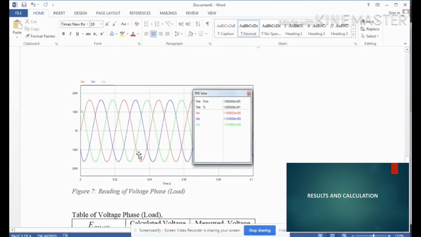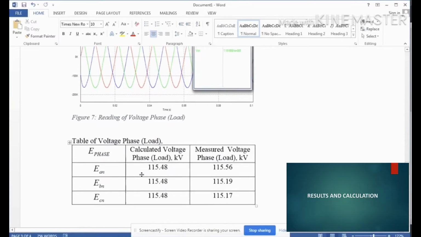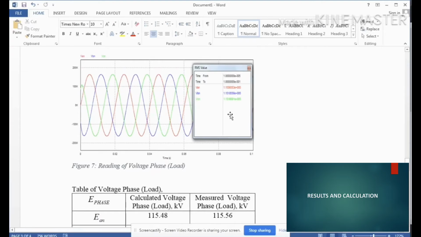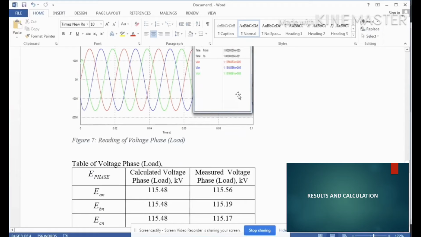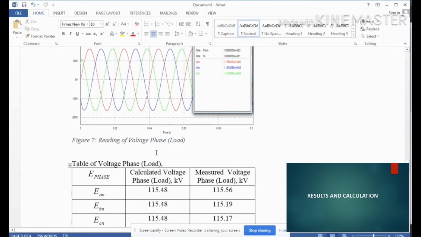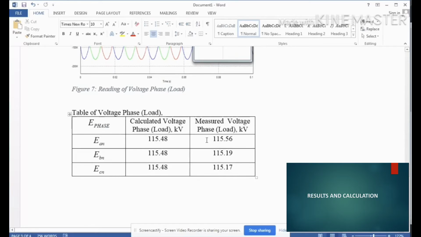Okay, next is phase voltage for load. For phase voltage for load, the calculated value is 115.48 for all the phase voltage loads, but from the simulation we got VAN equal to 115.56 kilovolt, and VBN is equal to 115.19 kilovolt, and for VCN we got 115.17 kilovolt, which is also slightly different from the calculated value.